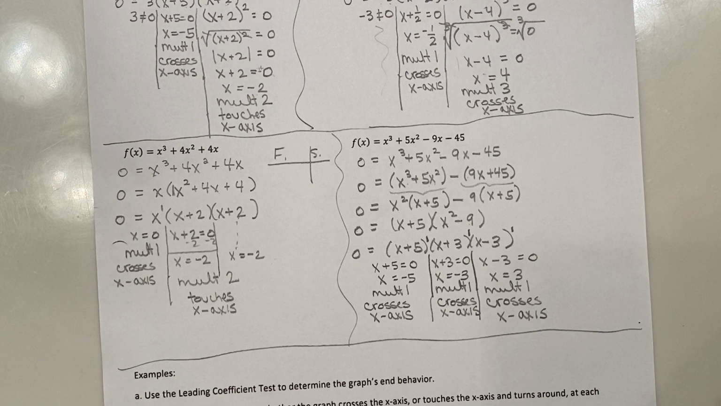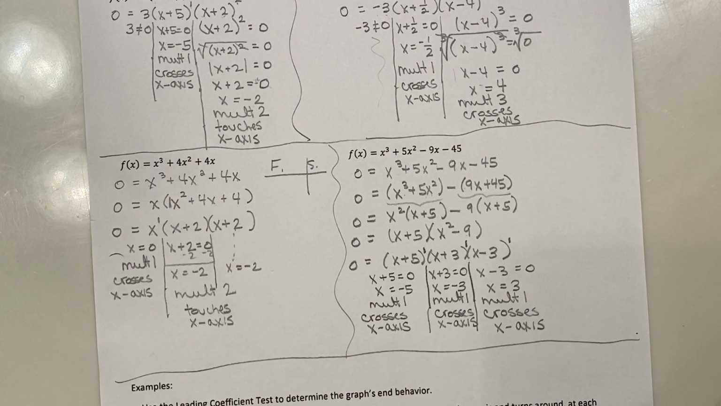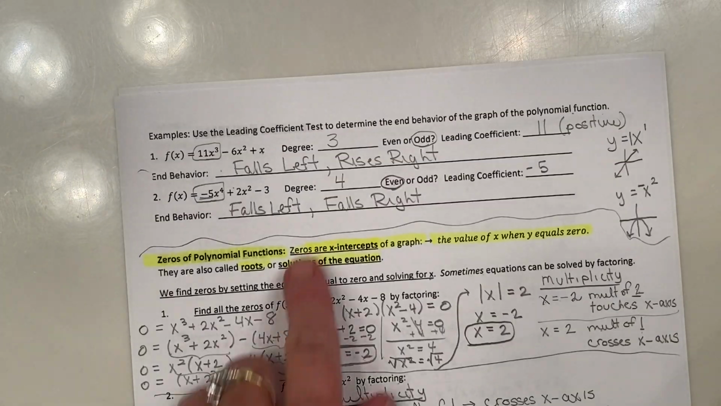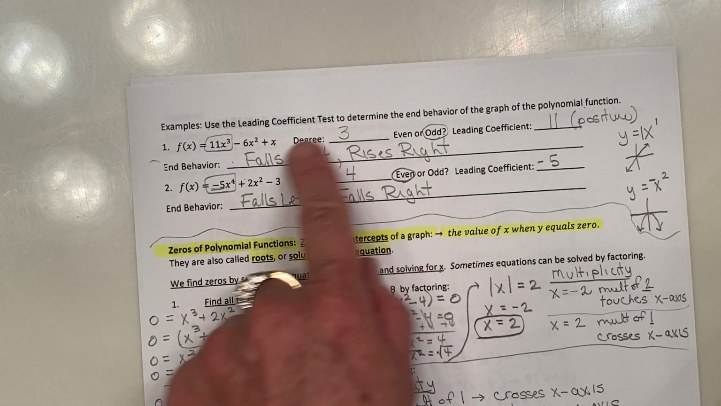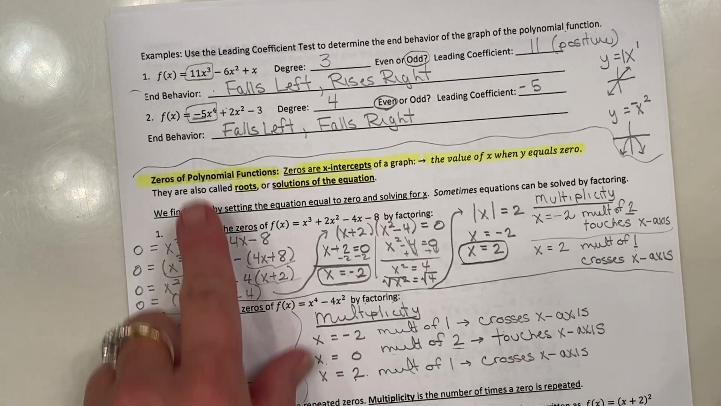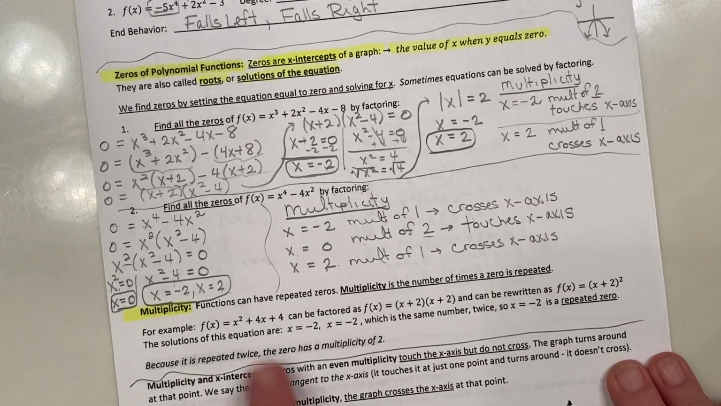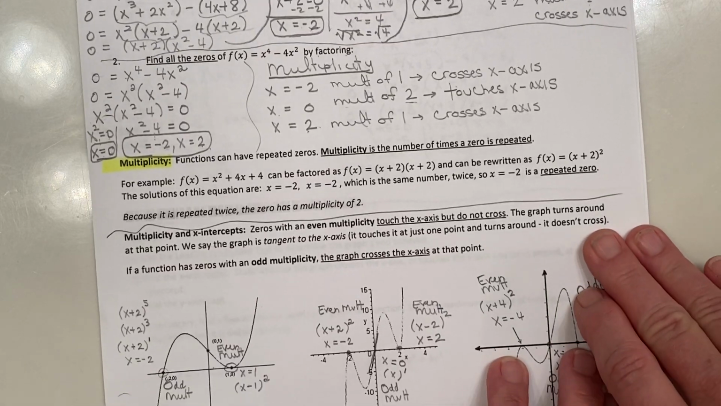All right, so in this lesson so far, we've looked at end behavior. We used the lead coefficient test to help us determine if we want to state that the ends fall or rise on the left or right. We also learned about zeros of polynomials and the multiplicities, and whether or not our graph is going to cross or touch at those x-intercepts.